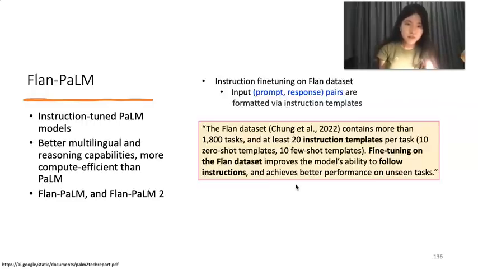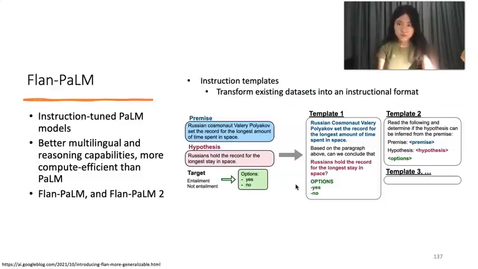And the FLAN dataset contains more than 1,800 tasks and at least 20 instruction templates per task, including 10 zero-shot templates and 10 few-shot templates. Fine-tuning on the FLAN dataset improves the model's ability to follow instructions and achieves better performance on unseen tasks. So FLAN-PaLM achieves very good multilingual and reasoning capabilities and it's more compute efficient than PaLM.